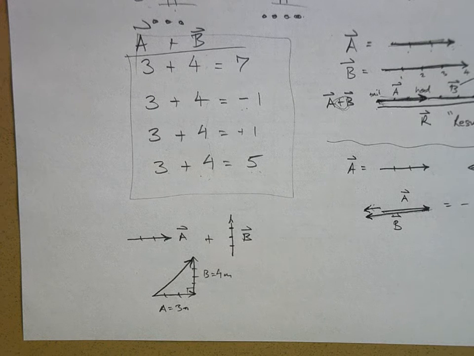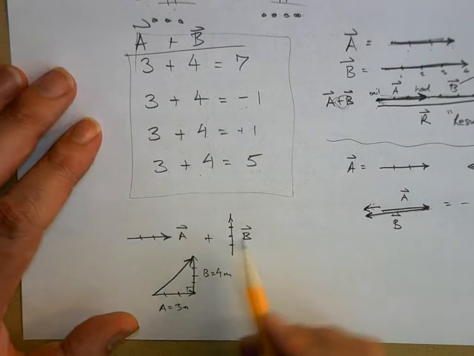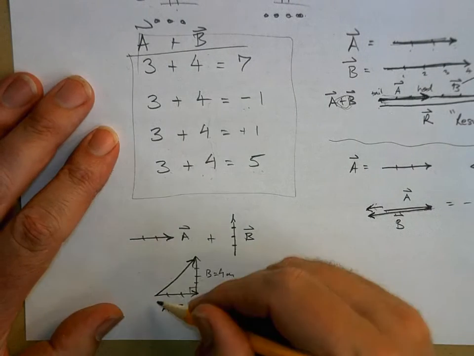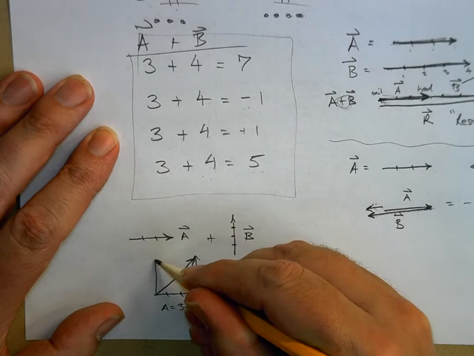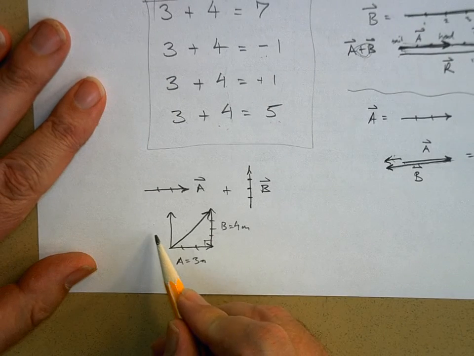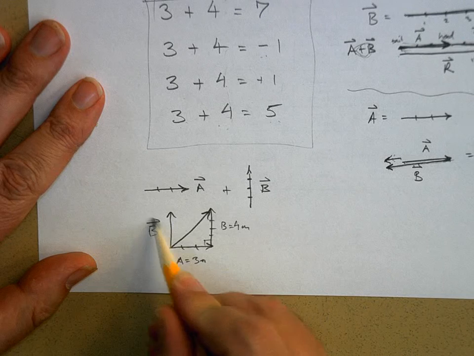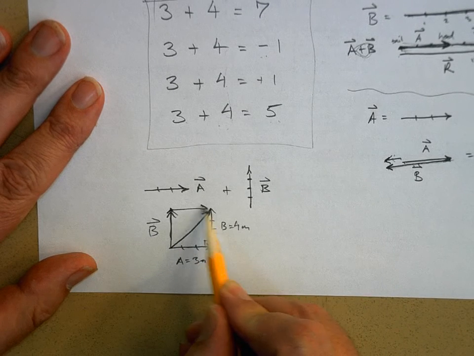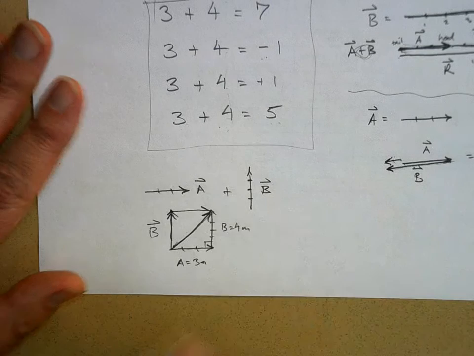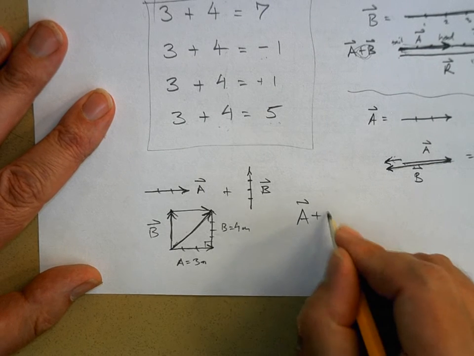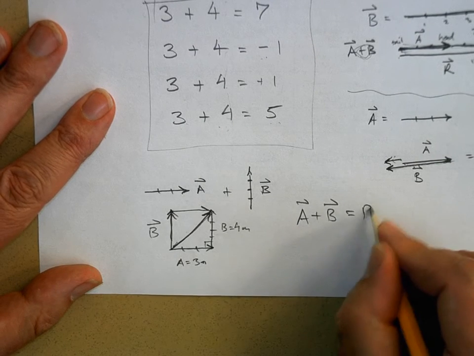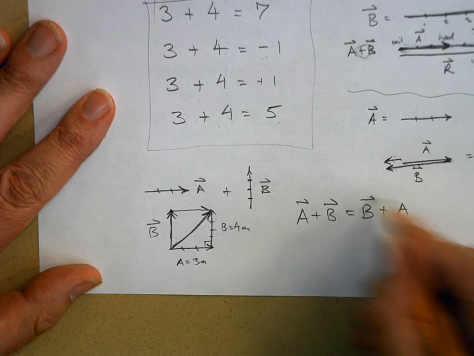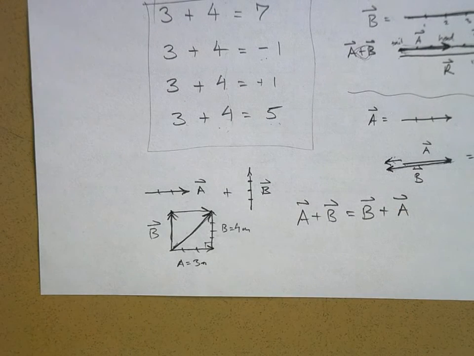And it doesn't matter what order you add them. A plus B equals B plus A. If I wrote B first, let's write down B. Here's B. And then I add A to it. Look, I get the same result. So A plus B equals B plus A. It doesn't matter what order. So this is the commutative property of vector addition.